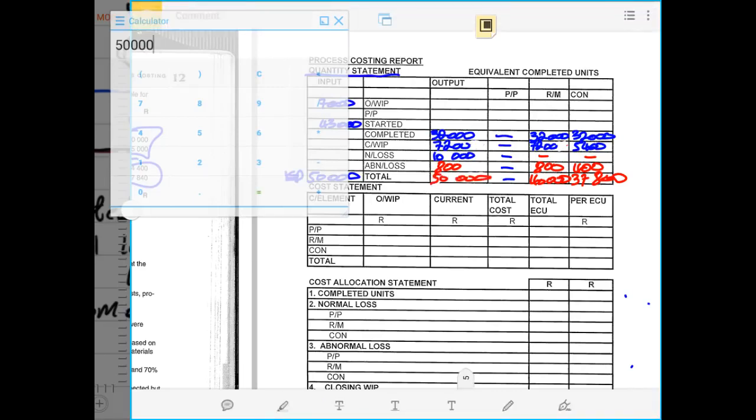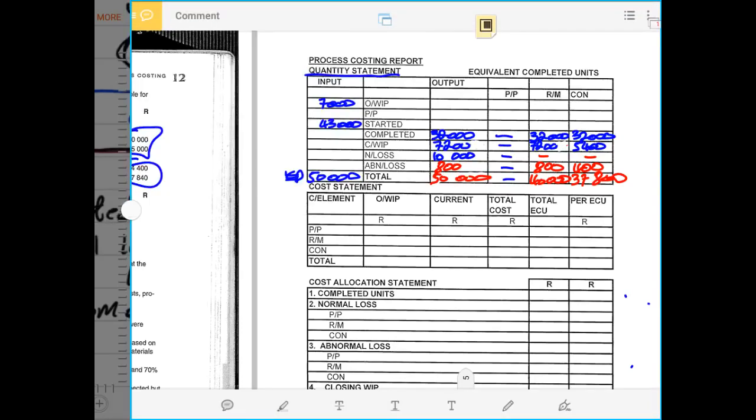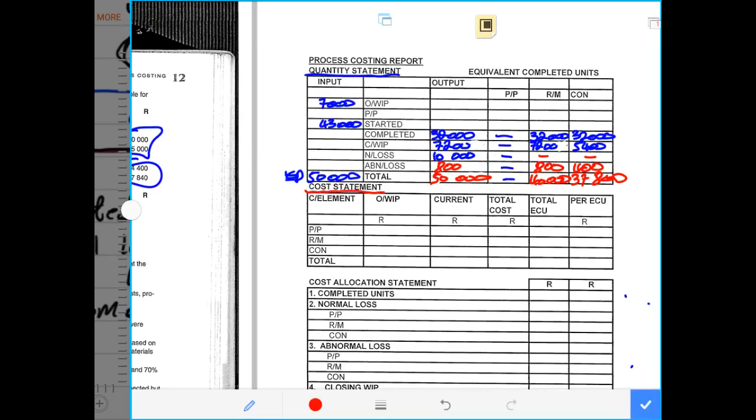Now let us continue and complete the next statement. We have done everything. We have calculated the normal loss and the abnormal loss, and we have allocated it throughout. So now we go straight to the cost statement. Under the cost statement, we deal with the costs, meaning we are dealing with the rands here. There's the opening work in process, which is the value of the opening stock. We have the current, which is the cost incurred in the current period, and opening plus current is equal to total cost. That's what you must know.